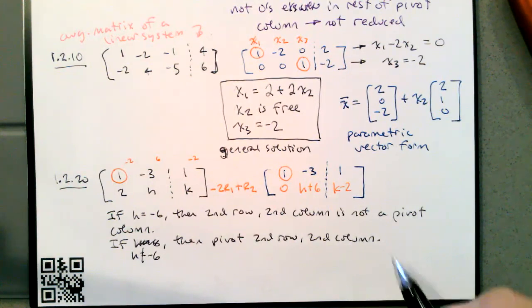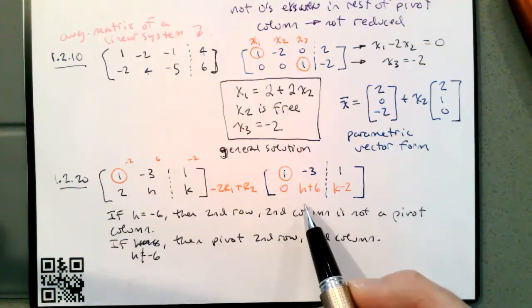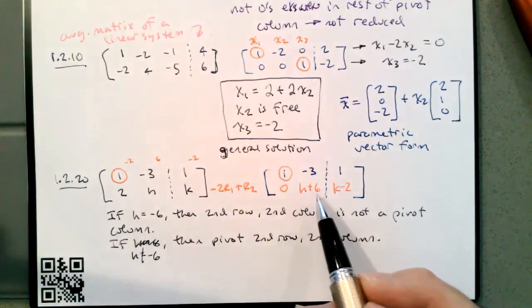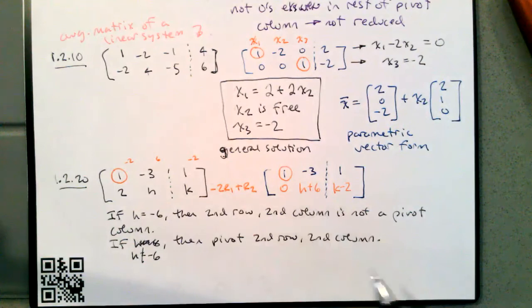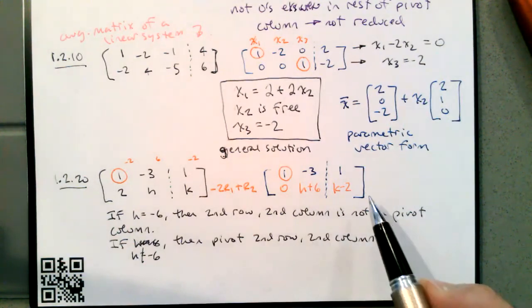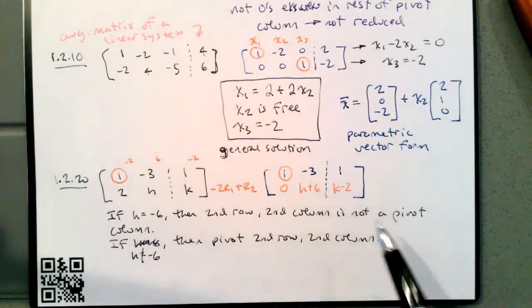Yeah, my mind played a trick on me. If h is not -6, if h is 7, then 7 plus 6 is 13, and we can do a pivot in the second row, second column. That means there's not going to be a pivot in the rightmost column of this augmented matrix. Therefore, this will be the augmented matrix of a consistent linear system.